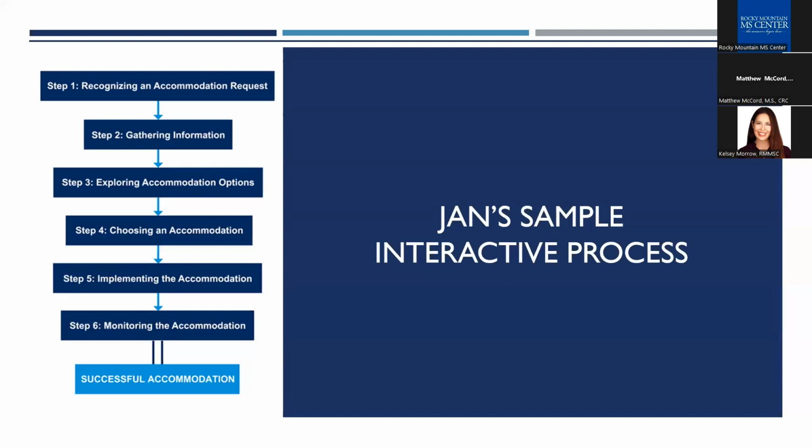You're free to tailor it to meet your needs, use it as is, or chuck it in the garbage can. It's however you want to use it. We suggest a 6-step process. These steps are recognizing an accommodation request, gathering information, exploring accommodation options, choosing an accommodation, implementing the accommodation, and monitoring the accommodation. So let's discuss these steps in detail.